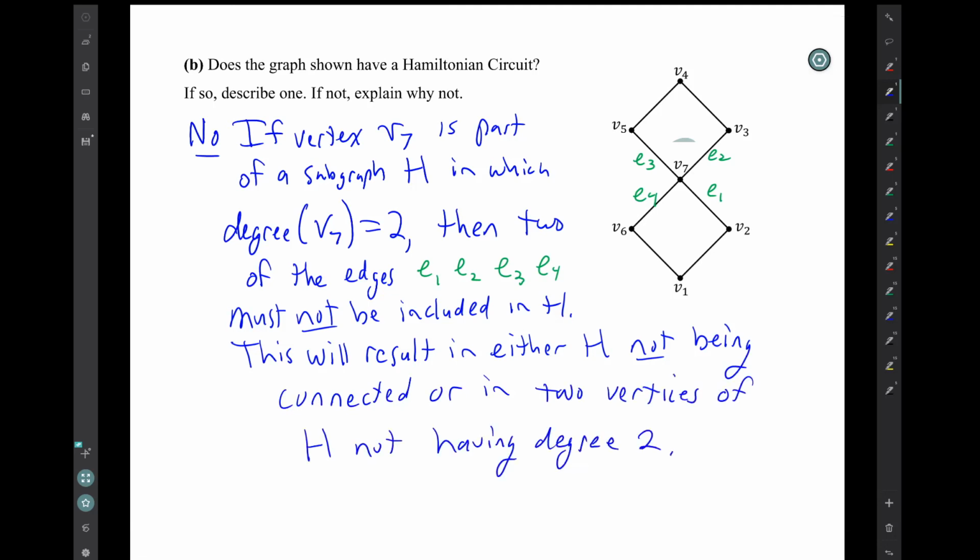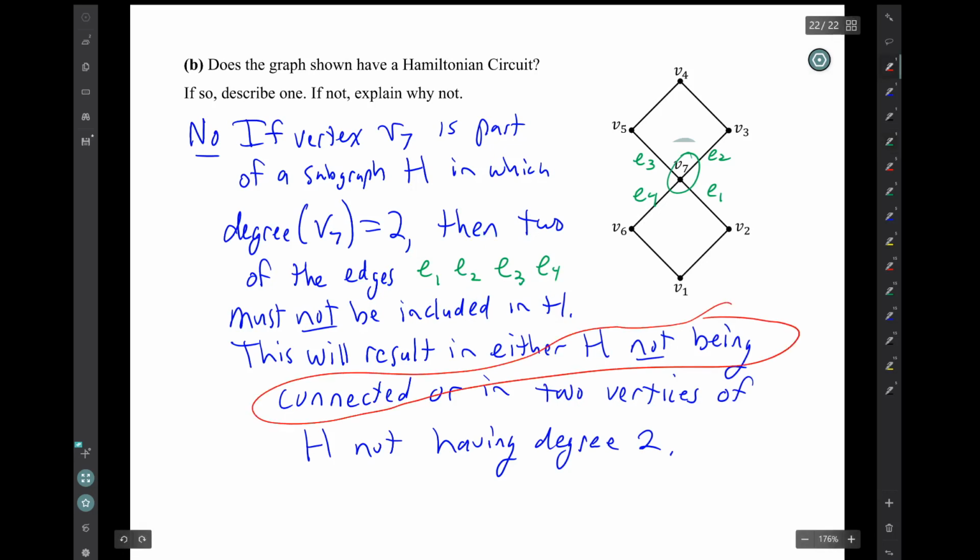So again, if vertex V7 is part of a subgraph H in which its degree is 2, then 2 of these green edges are going to have to be removed and not included in H. That'll result in H either not being connected or in 2 vertices of H not having degree 2.